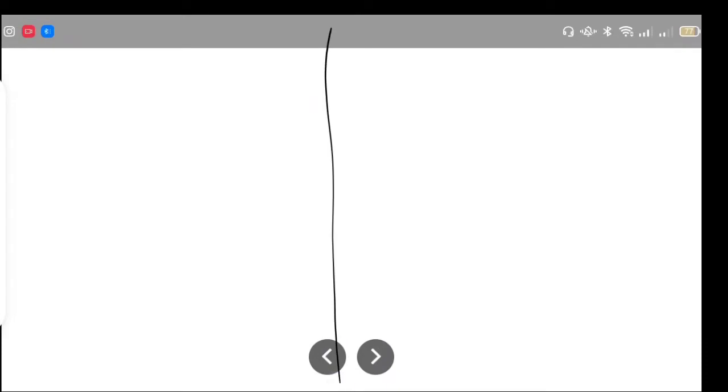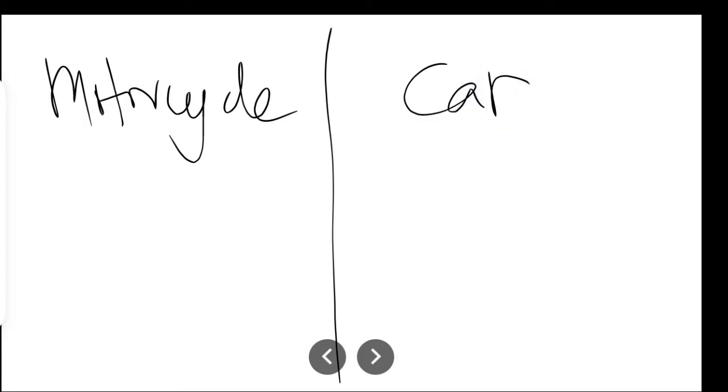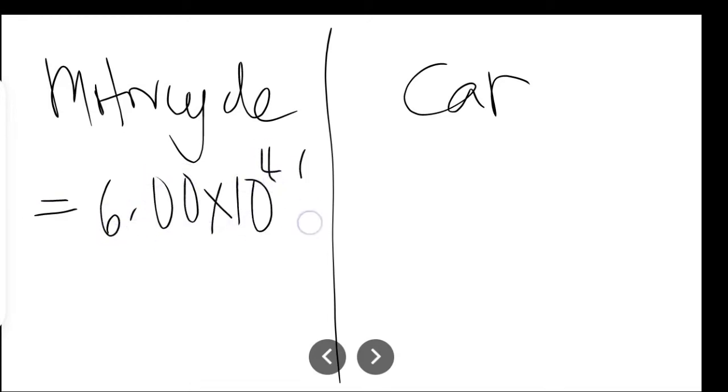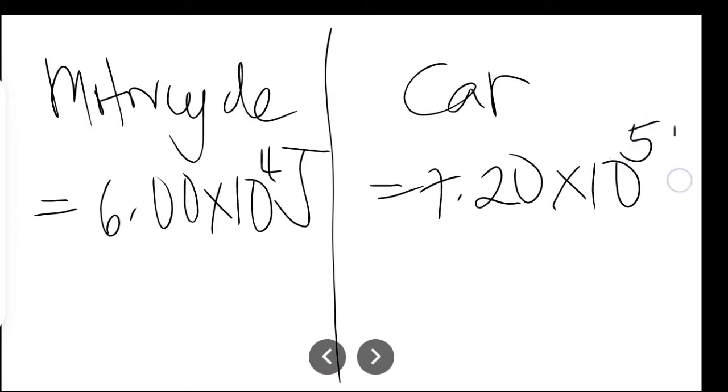So if you're going to write the answer, we have here for the motorcycle, this one is for the car. Our answer for the motorcycle is 6.00 times 10 raised to 4 joules. And for the car, we have 7.20 times 10 raised to 5 joules. So while the voltage and energy are related, they are not the same thing. The voltages of the batteries are identical. Both of them have 12 volts, but the energy supplied by each is quite different, as you can see.